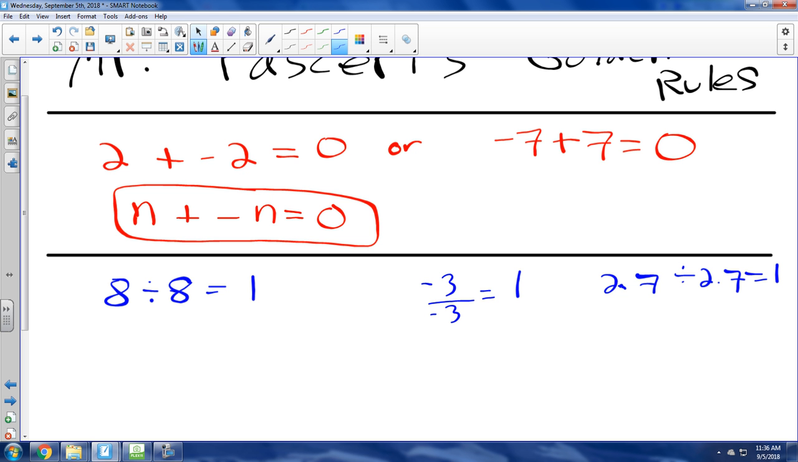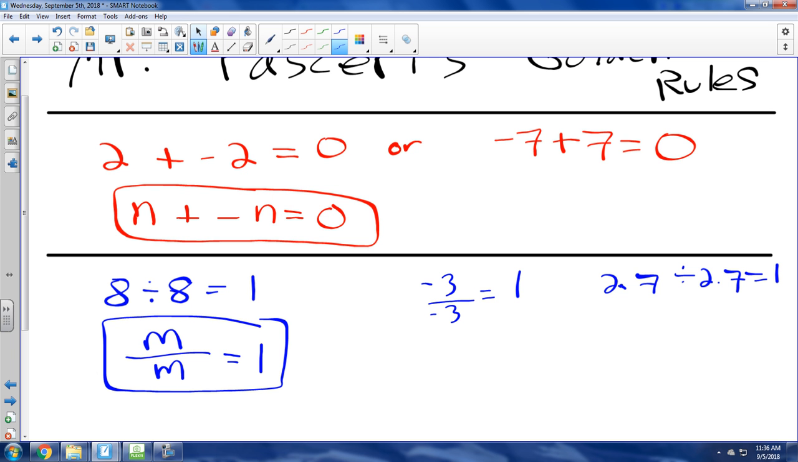Cool. So instead of n, because I already used n, I'll go to the next letter in the alphabet, which is m. So a number m divided by that same number is going to equal 1. That's the next golden rule. These are the two golden rules that, if you're in class, you did on your warm-up, right? If we can understand these two golden rules and we do the same thing to both sides each time, we should be in pretty good shape, right? So let's talk about some different types of things. Maybe fractions, for example.